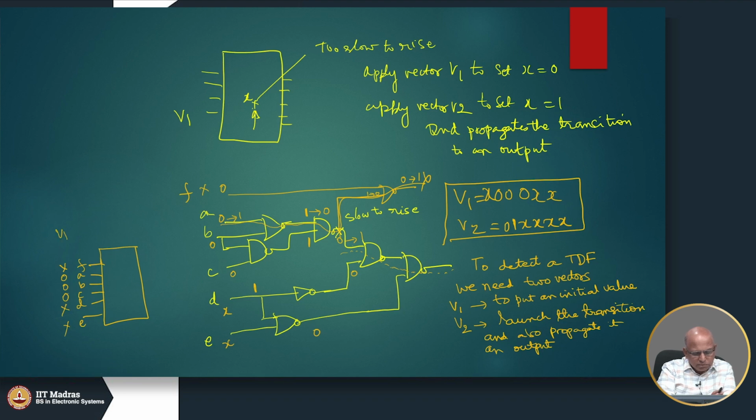Then after the circuit responds to this, we bring in the other one, that is 0 1 X X X X. That is V2. Now the transition will be launched and it will be available here. The outputs are, let us say, Z and Y. So at the Z output the transition is available.